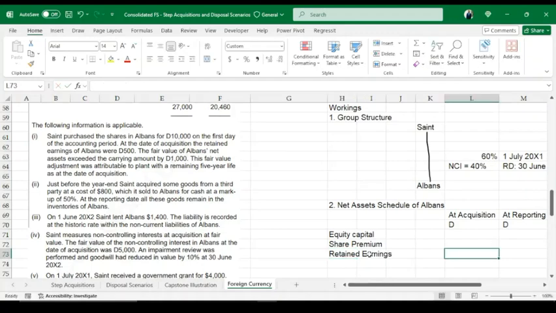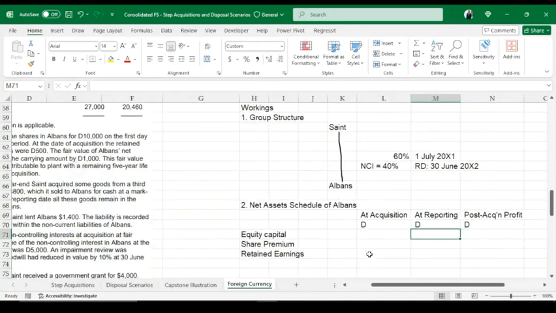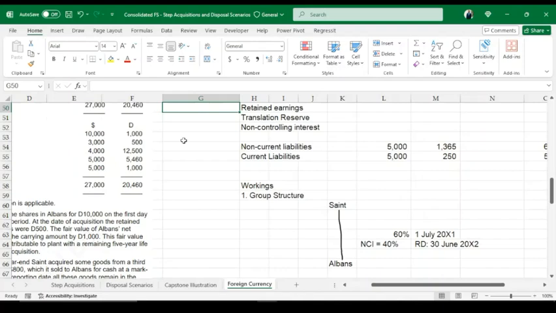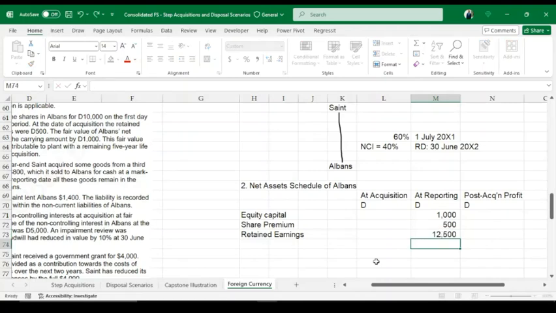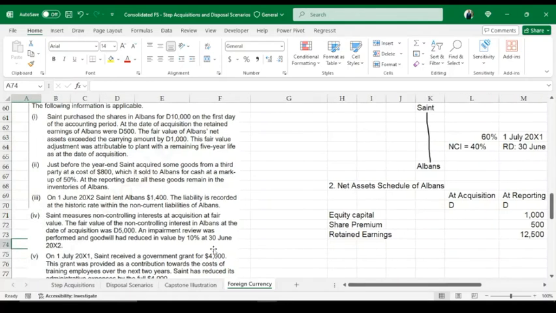All right, so what is the amount at the reporting date? The reporting date amount is what is found on the statement of financial position. So at the reporting date we have 1,000, 500, and then we also have 12,500. Then at the acquisition date, we can derive those figures from the additional information given.